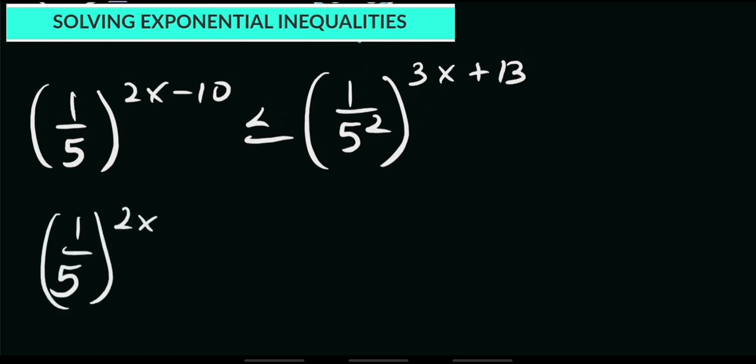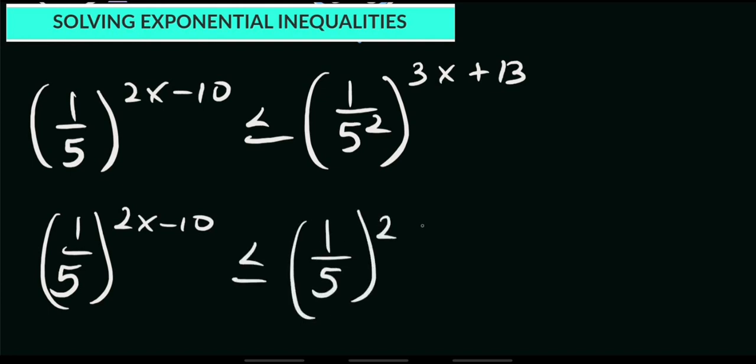Raised to 2x minus 10 less than or equal to 1 all over 5, raised to 2 times 3x plus 13. So, let's multiply that. Alright, so this time, we have reached this part again. Common na yung mga base natin. And then, mag-decide tayo, ano nga bang yung base natin? So, i-retain ba natin later or i-reverse yung inequality symbol?